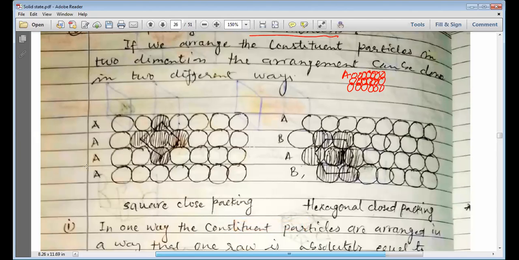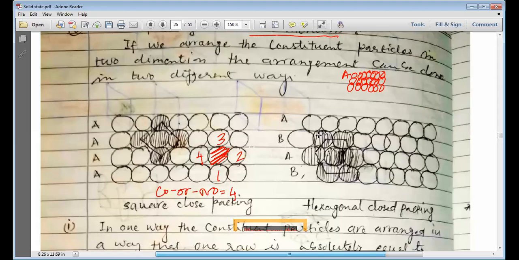So it is an AA type of arrangement, and in this arrangement, if you look at a particular particle, you can see 1, 2, 3 and 4. These are the four particles which touch it. So they are the nearest neighbors, and here the coordination number is equal to 4.